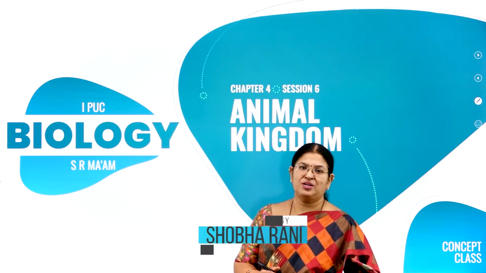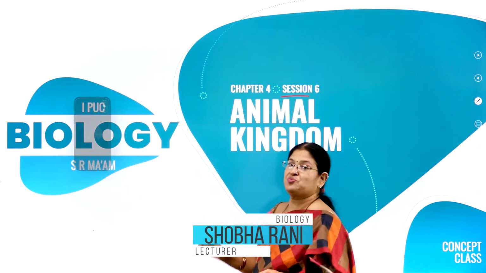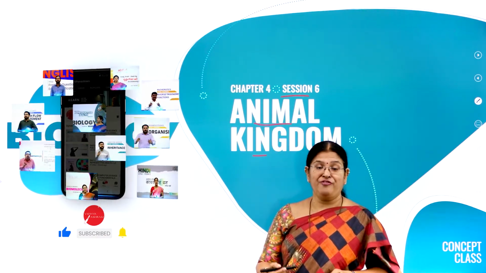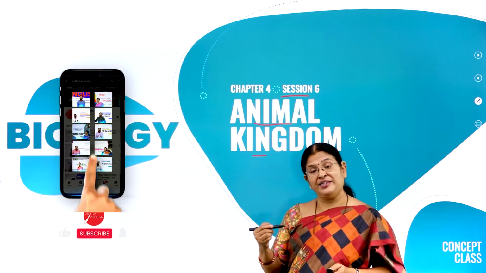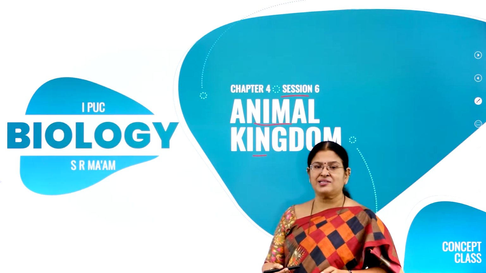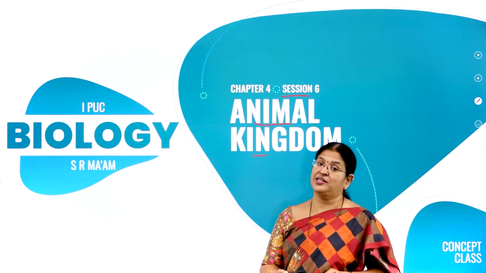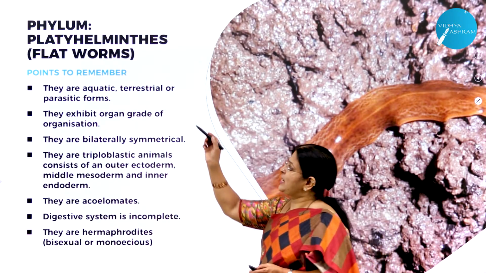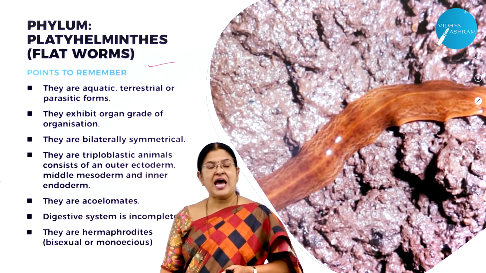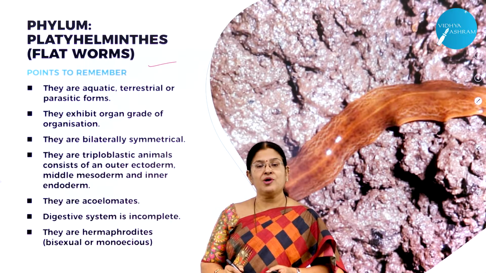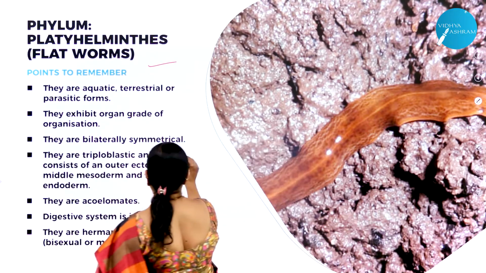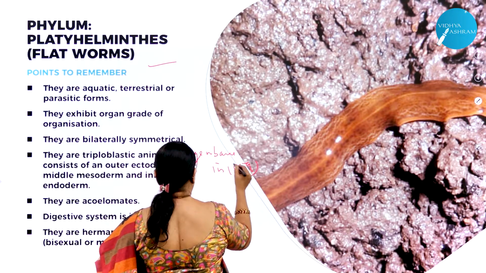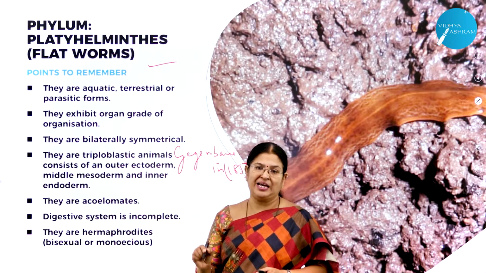Hello my dear students, welcome back to session 6 of this very interesting chapter called Animal Kingdom. The very word itself will tell you, we are studying about the animals, the different types of animals. So in the last session, we studied about phylum Coelenterata, then Ctenophora, then moving on to the next very important phylum called Platyhelminthes. And this word called Platyhelminthes was proposed by Gegenbaur in 1859.